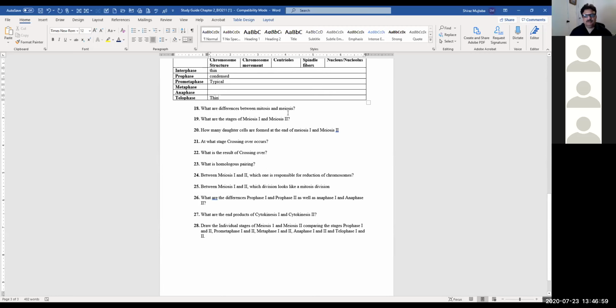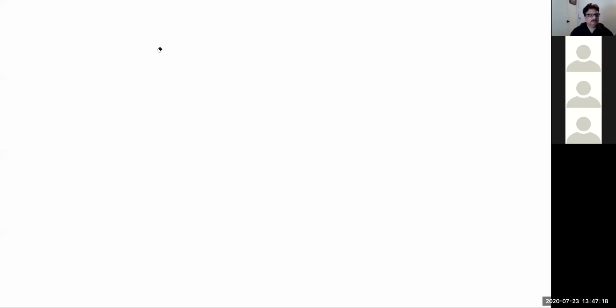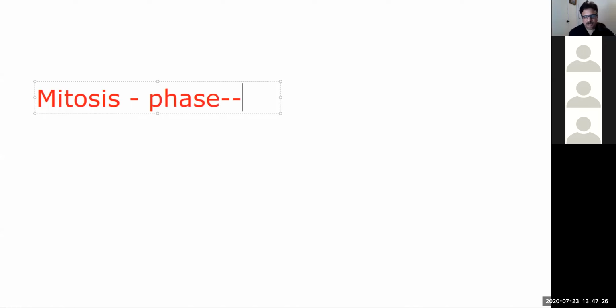So I talked about the difference between mitosis and meiosis. Now, mitosis is a one phase division. Mitosis occurs in one phase. This one phase is made up of prophase, prometaphase, metaphase, anaphase, telophase, and then cytokinesis.